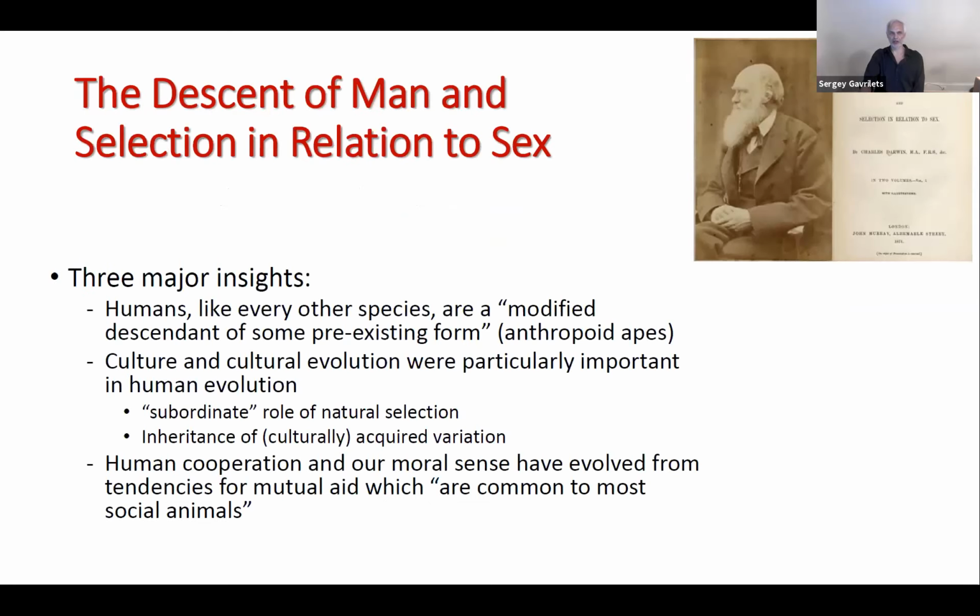So I started by outlining three major insights from Darwin. The first one, that humans are a modified descendant of some pre-existing forms, was clearly embraced by the modern evolutionary synthesis. The second one, about cooperation, was, I think, ignored by the modern synthesis. And it took about 40 or 50 years after that before cooperation became a very important and hot topic.